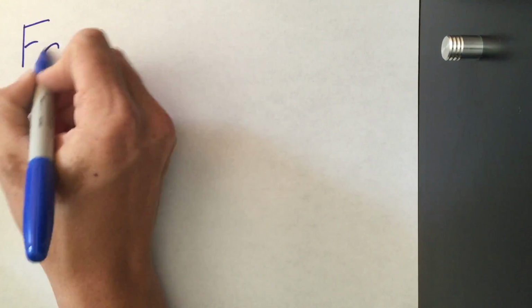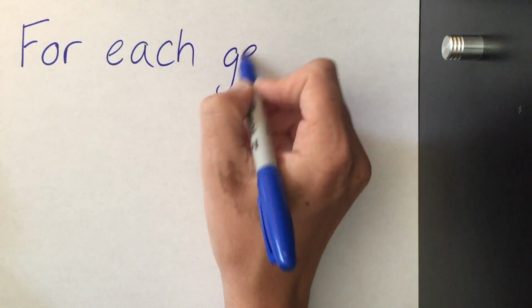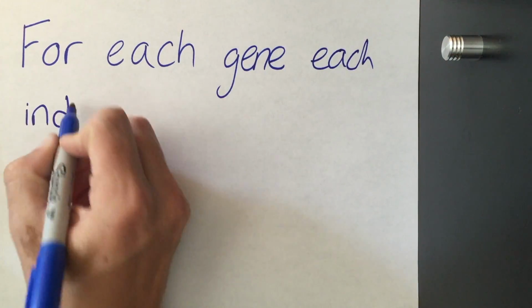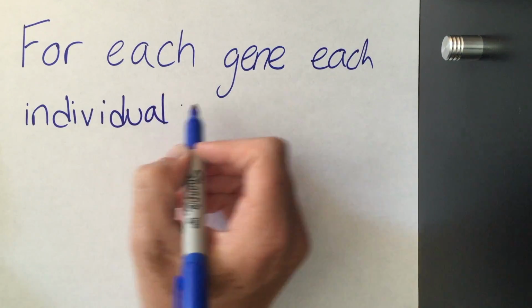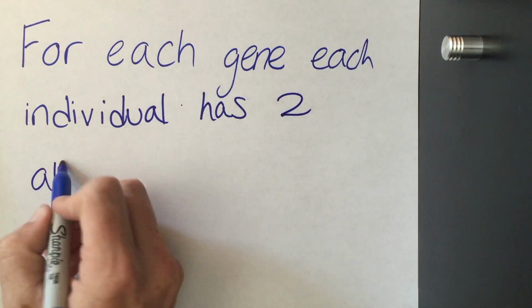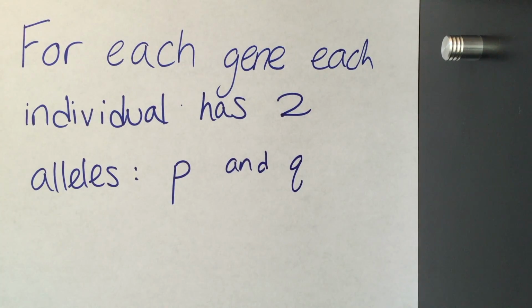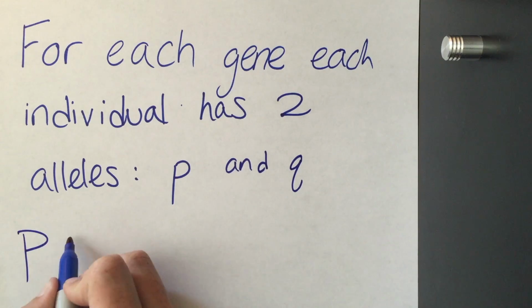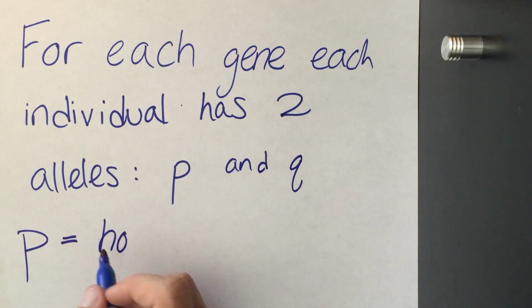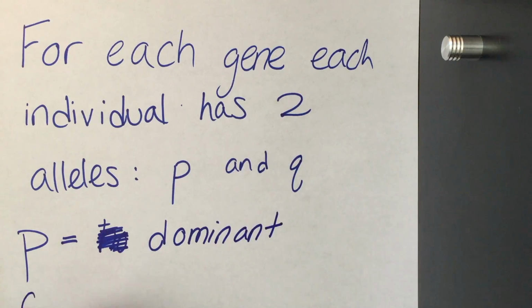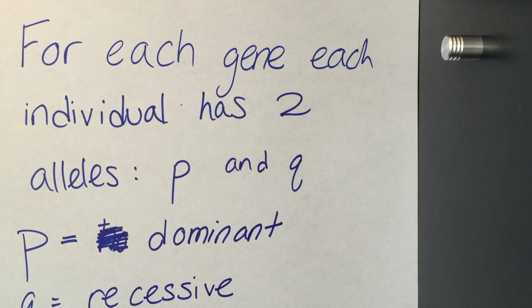First, we must review some genetics. We know that for each gene in the genome, each individual has 2 alleles. And now we'll call these alleles P and Q. Generally, the allele P indicates dominance, and Q indicates the recessive allele.